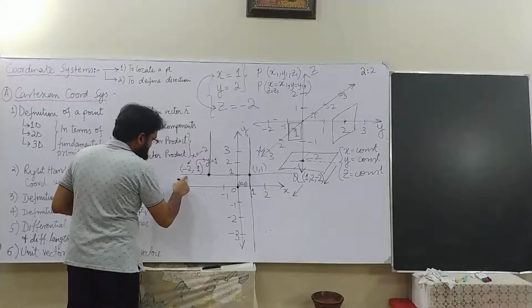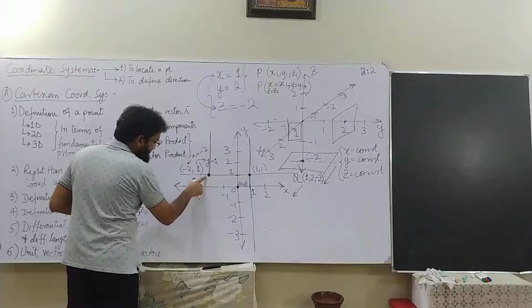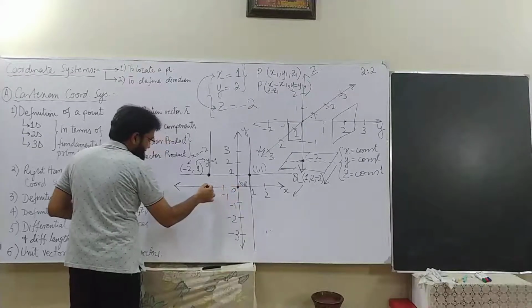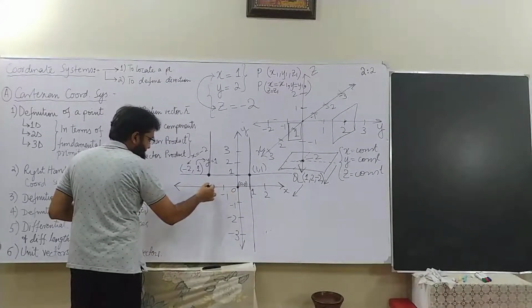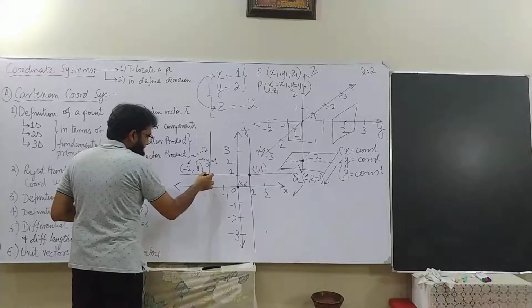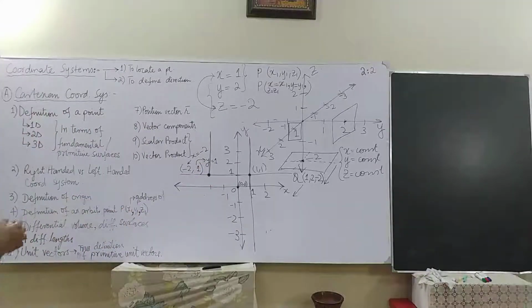If someone asks you to tell the address of this point, you will say, okay, start from the origin, the reference, and move in the direction of minus x, how many units? 2 units. Then move in the direction of y, how many units? 1 unit, and you will reach your destination.